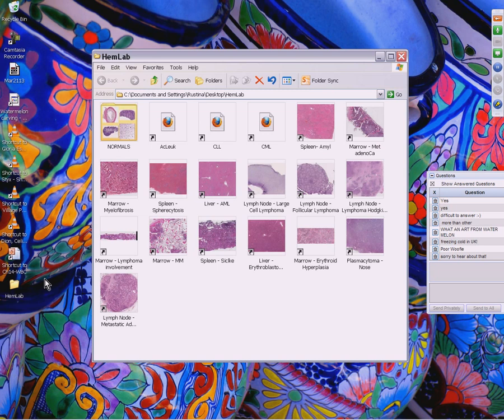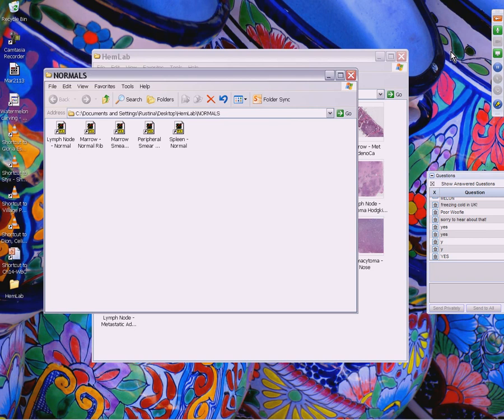And I'm guessing you're going to say yes. Okay, here's our normals here. We can't really look at much until you look at the normals. Now, normally I don't like to use the online viewers because they interfere with the bandwidth of the webinar. But now that I've increased my RAM, let's see if we could look at a couple of online slides. I guess a good place to start would be a normal peripheral smear.